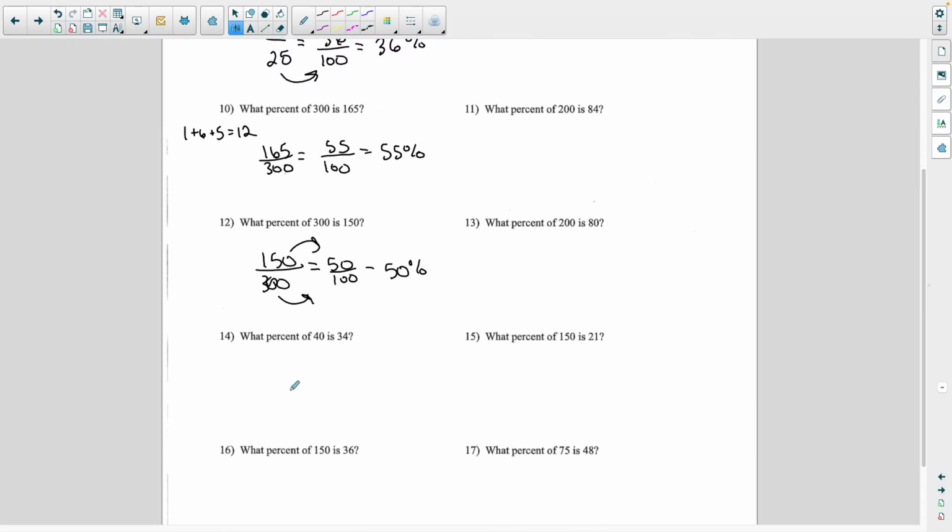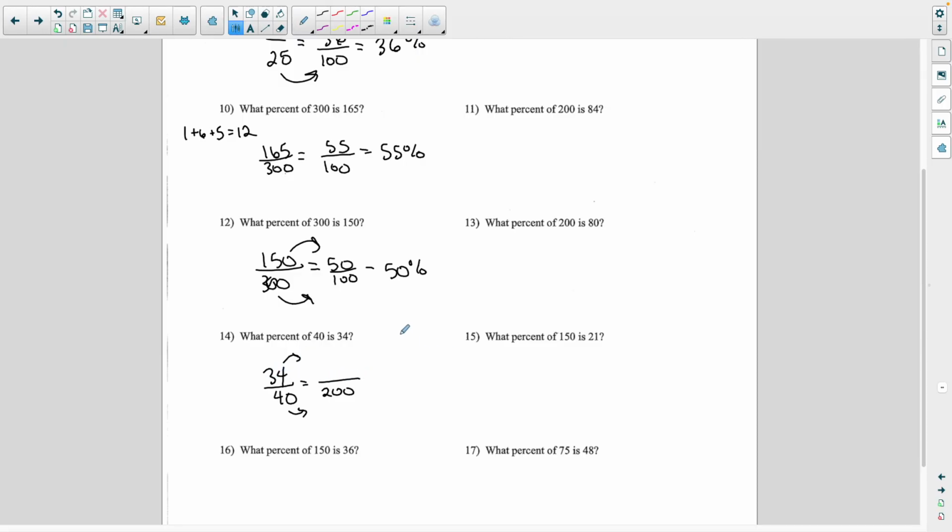What percent of 40 is 34? All right, this one's a little bit more difficult. Still doable. So there's a couple ways we can do this. We can say, can we make 40 into 100? It'd be difficult, but it is actually possible. So let's see if we can do this. Let's first multiply this by 5. That'll get us 200. Then we're going to multiply top by 5.